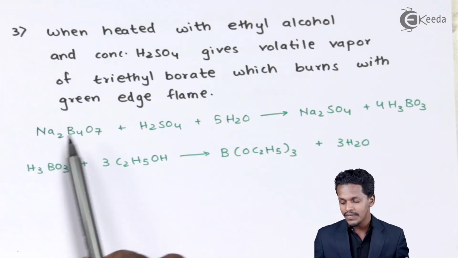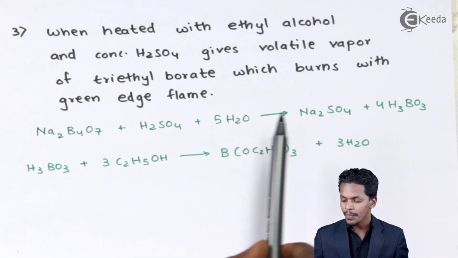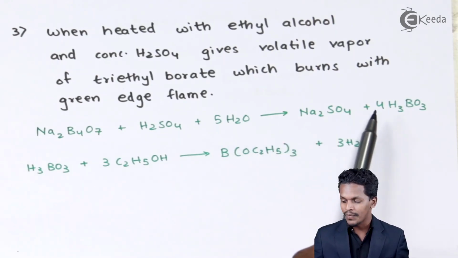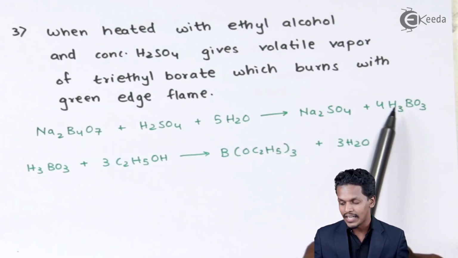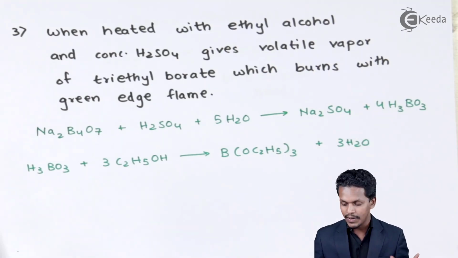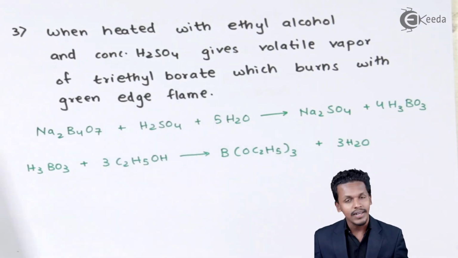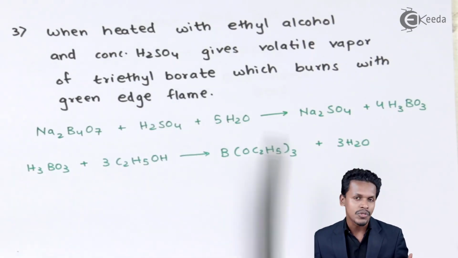Borax is treated with H2SO4 along with water so as to obtain Na2SO4 along with orthoboric acid, that is H3BO3. This orthoboric acid is then further treated with alcohol. During this treatment, it forms a volatile vapor substance, that is nothing but triethyl borate, along with 3 moles of H2.